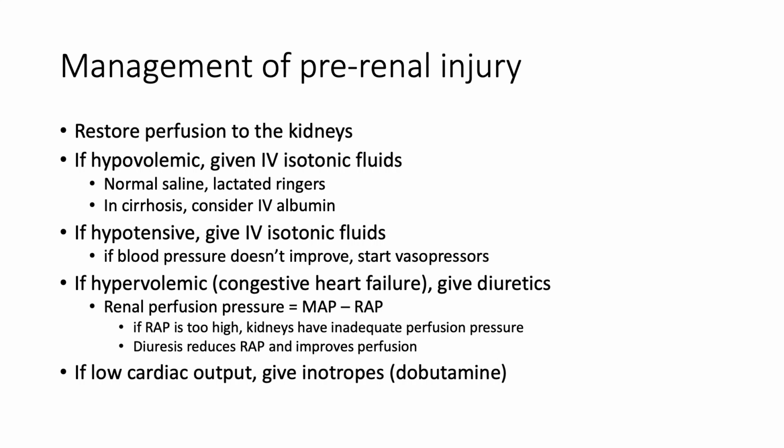And then if the patient has congestive heart failure and low cardiac output, those are the patients that we give inotropes to, like dobutamine, which is a beta-1 agonist. We're going to make the heart pump stronger to get a bigger stroke volume to improve perfusion to the kidneys.